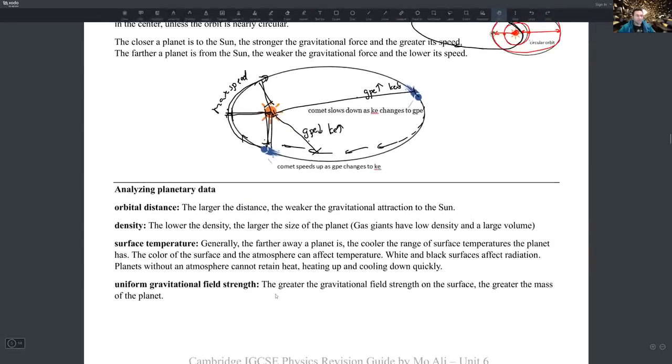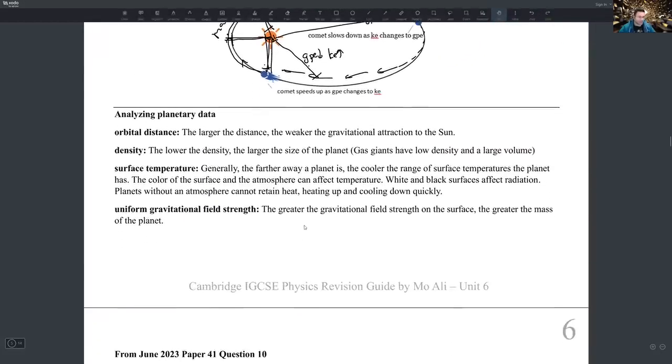Now, sometimes a question will ask you to analyze certain types of planetary data, meaning I'll give you some kind of data about the planet, and tell me what it means, or what we can infer or deduce from that data. The first is something we've talked about before, orbital distance, or in other words, orbital radius. The farther away you are from a planet, the weaker the force of gravity that acts on the planet, and the slower the planet moves.